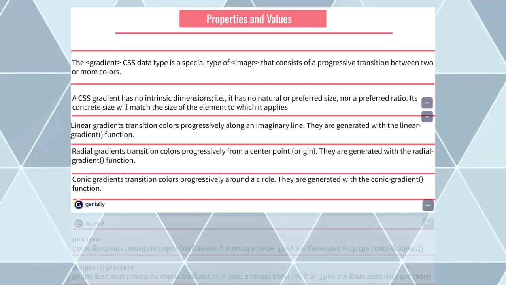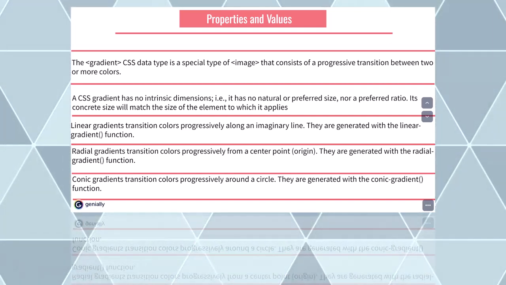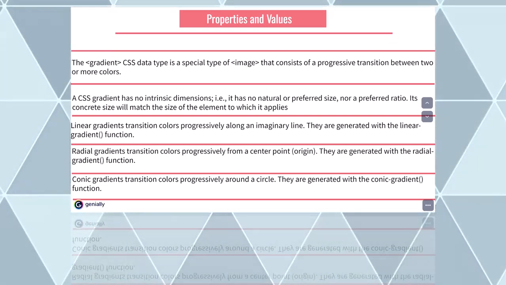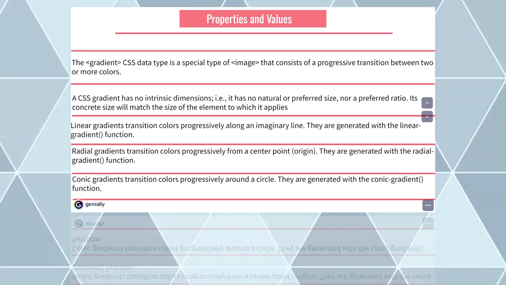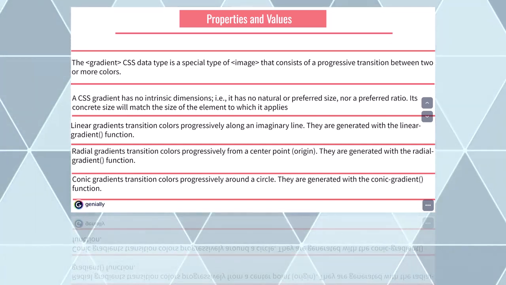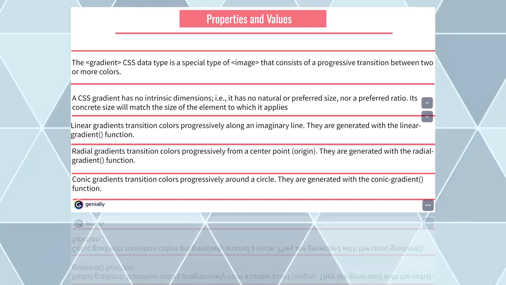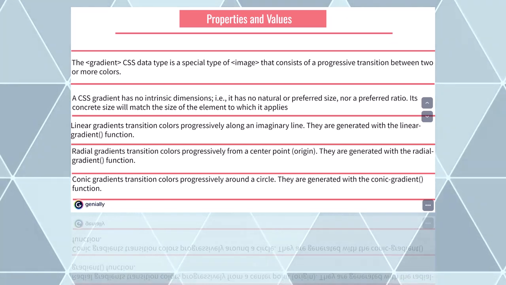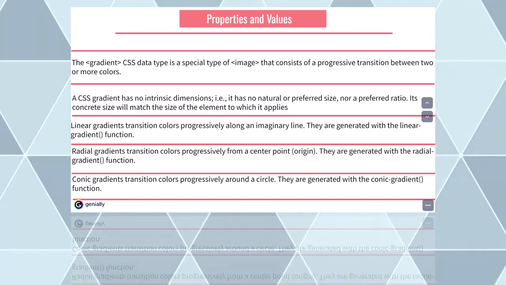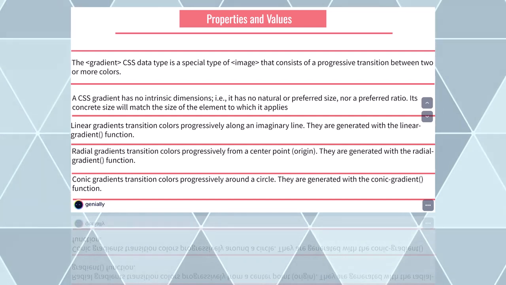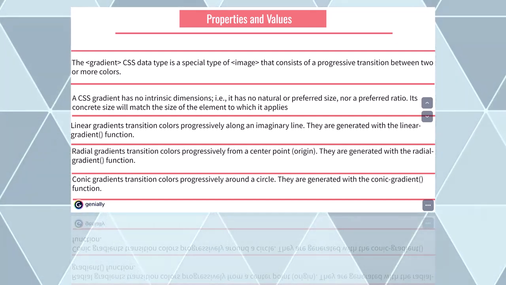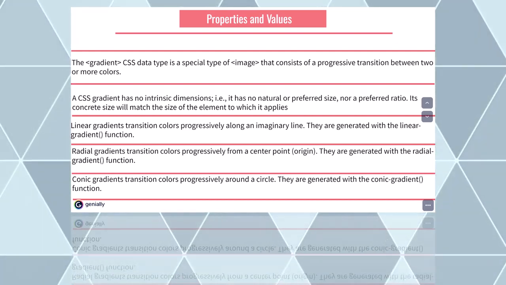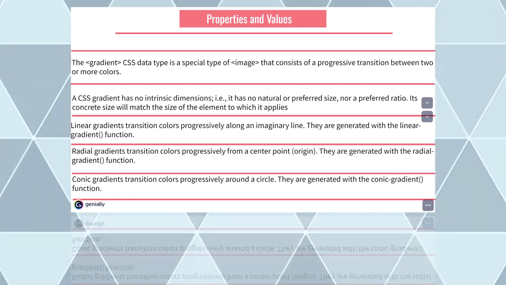So let's go to linear gradient. The linear gradients transition colors progressively along an imaginary line. They are generated with the linear gradient function. The radial gradient transitions colors progressively from a center point. That's where it starts, from the center, then it spreads out. They are generated with the radial gradient function.